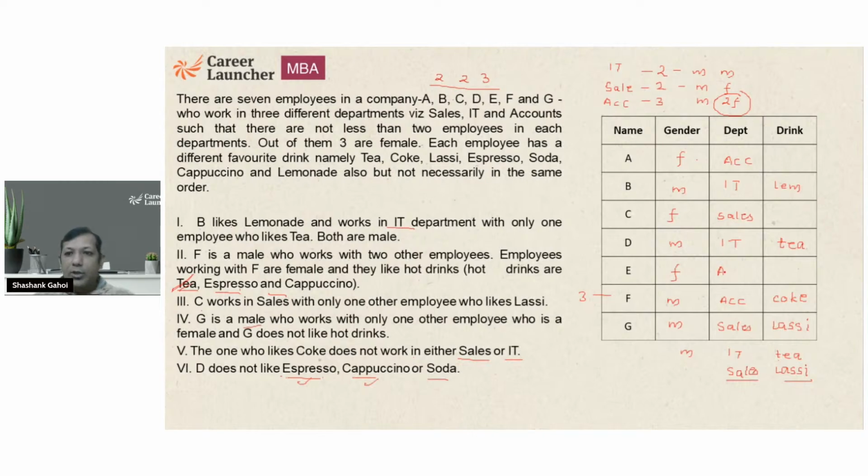All set. Now, these two people are going to like either espresso or cappuccino. And here I'm going to get cappuccino and espresso. Now, what is the last drink remaining? That is going to be soda. So did we get everything? More or less, yes. Now let's look at the questions.